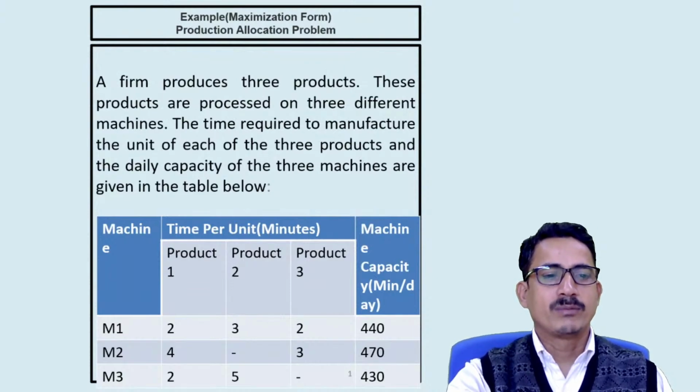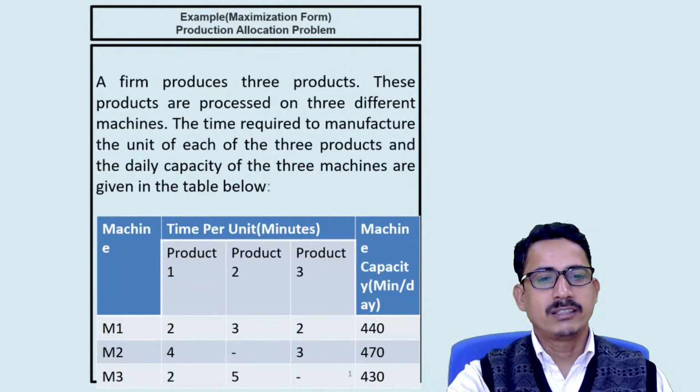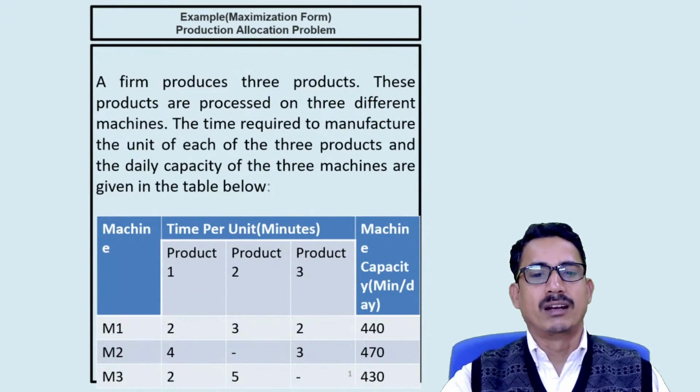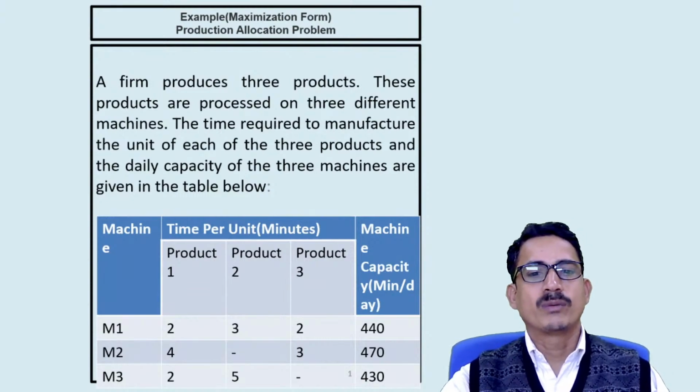2, because if you look at machine M1, how much time is it giving for product 1? Not 2 minutes. But we are defining the number of units for product 1 as x1, so 2x1 plus similarly 3x2 plus 2x3 will be less than or equal to 440. The question arises, why less than or equal to? Because the capacity of the machine is given, you cannot use more than that. You cannot use more than 440 minutes. At most 440 minutes you can use, not more than that. That is why it is less than or equal to.